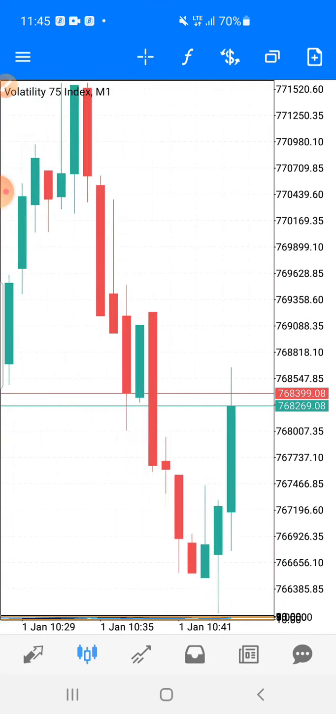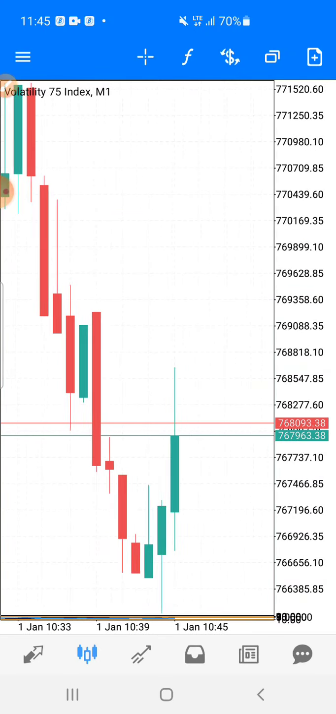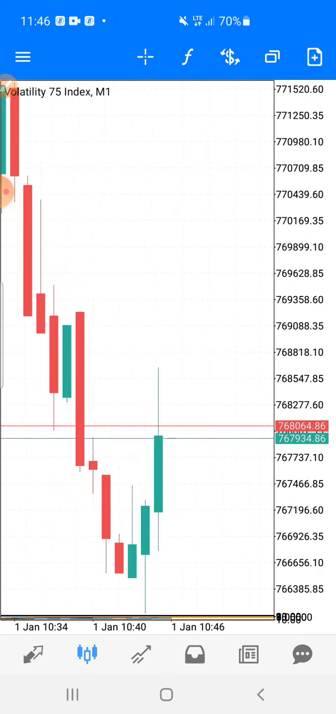I think I'm making up to $5 or $6 in this trade. You can see this is $8 and it's just a small account I want to start growing. So you can see we are on another level now.